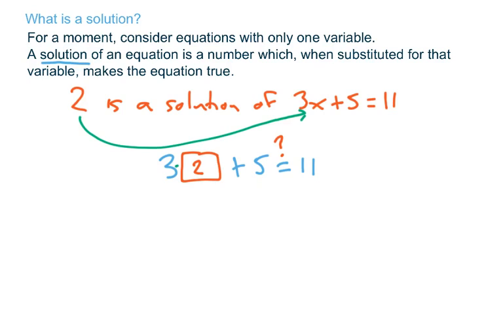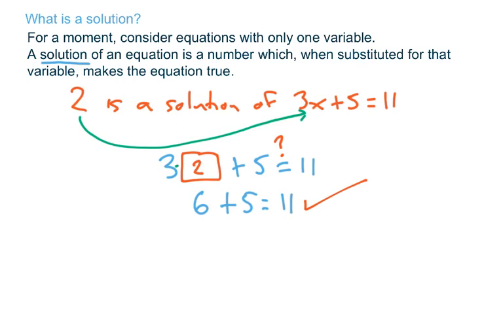Let's check. 3 times 2 is 6. 6 plus 5, yep, that's equal to 11. What we have just done is we have illustrated that 2 is a solution of 3x plus 5 equals 11. Putting the 2 in the box leads to a true statement. That's what's meant by a solution of an equation. Some numbers you put in the box will work, others will not.